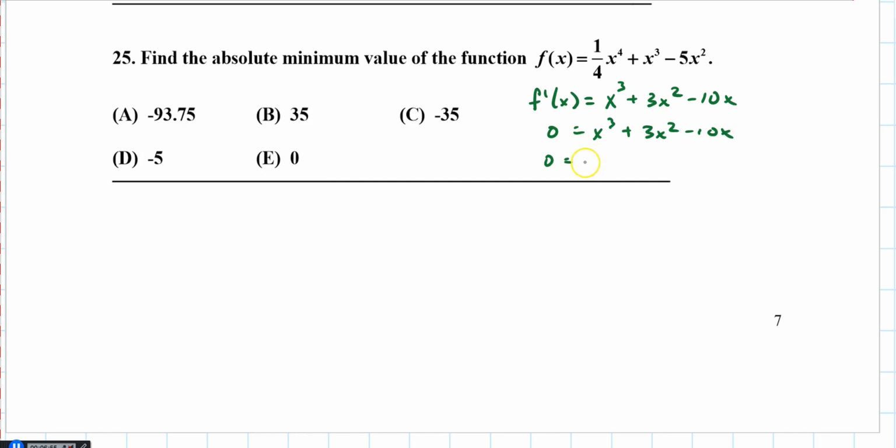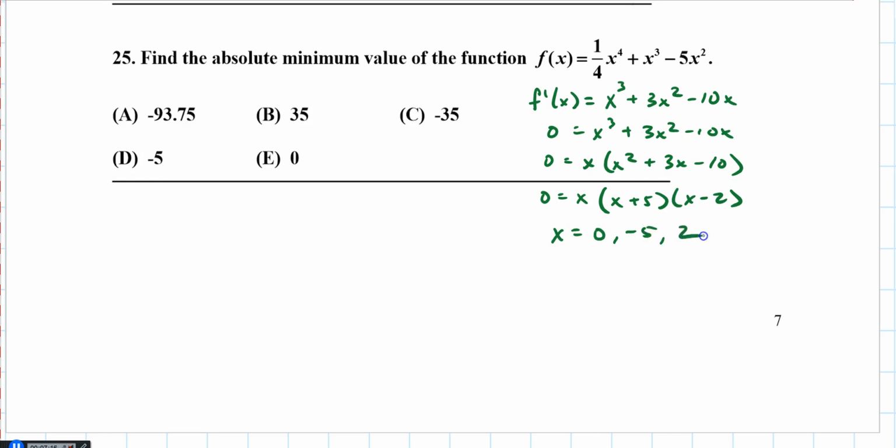Then I'm going to go ahead and solve this by factoring out the x. And I'm going to factor this a little bit more. This looks like it's going to become x times (x plus 5) times (x minus 2). So when I solve this, I get x equals 0, -5, and +2. Those are my critical points.